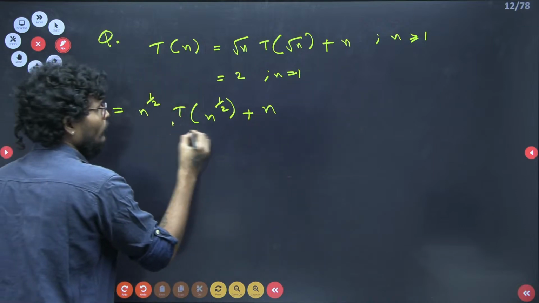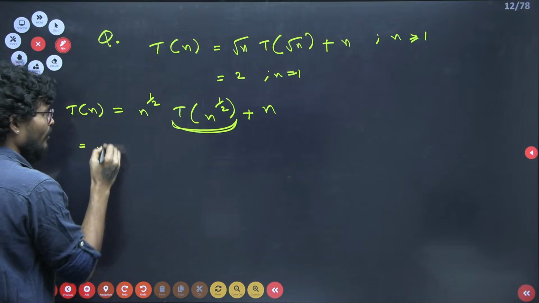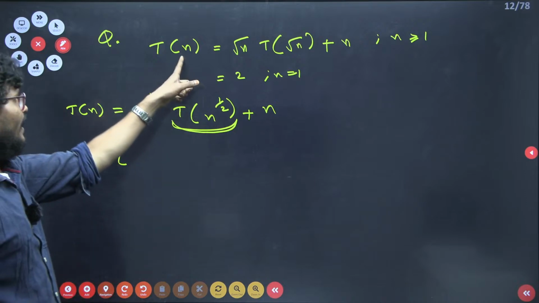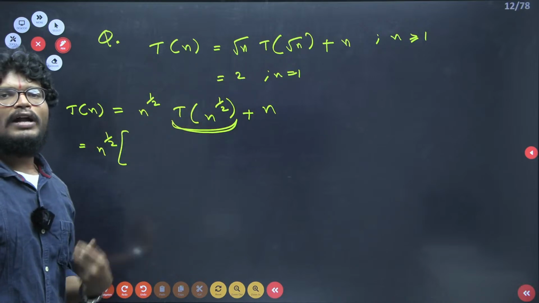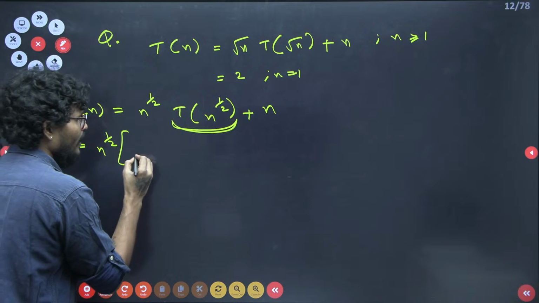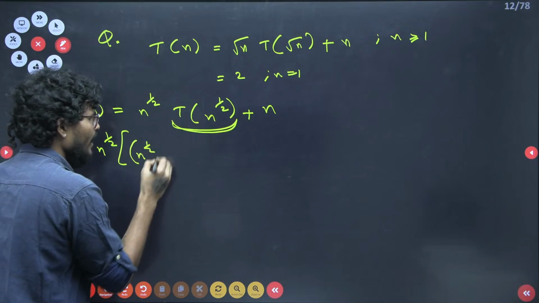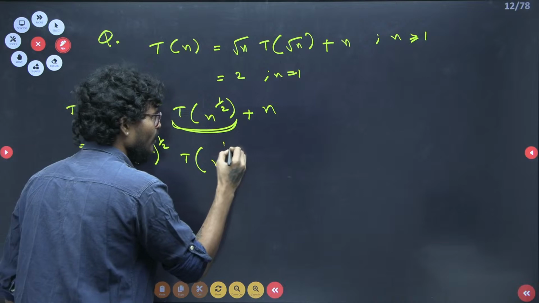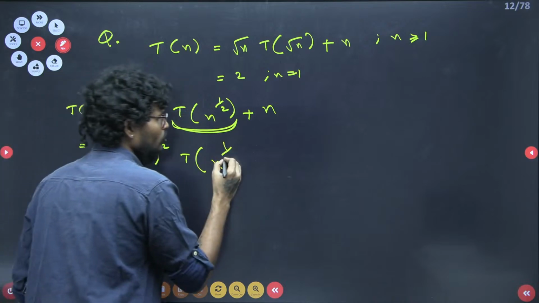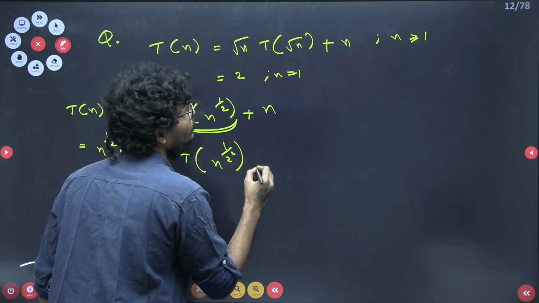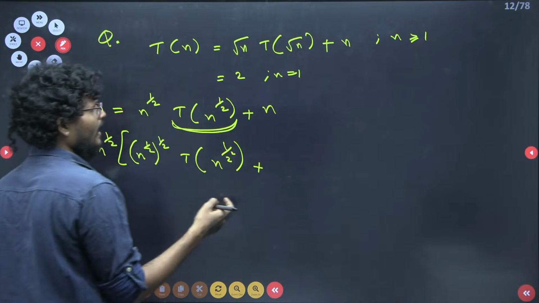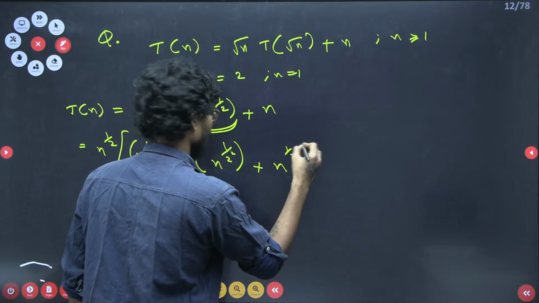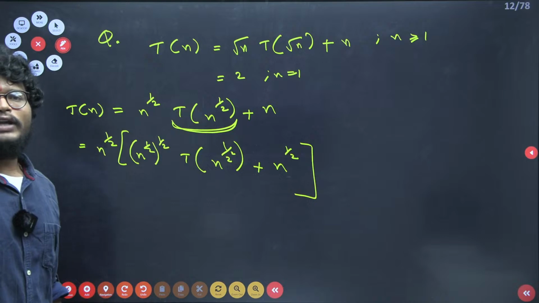So now let us try to expand this term. We have n raised to 1 by 2 outside, and n becomes root n here, that means we are raising by the power of 1 by 2. So we do the same thing. Here we have n power 1 by 2, and the same thing we raise by the power of 1 by 2. So go on like that. T of n power 1 by 2 raised to 1 by 2 again. So we'll get n power 1 by 2 square, plus the same thing is carried here, n power 1 by 2. So this is the expansion of the T of root n term.